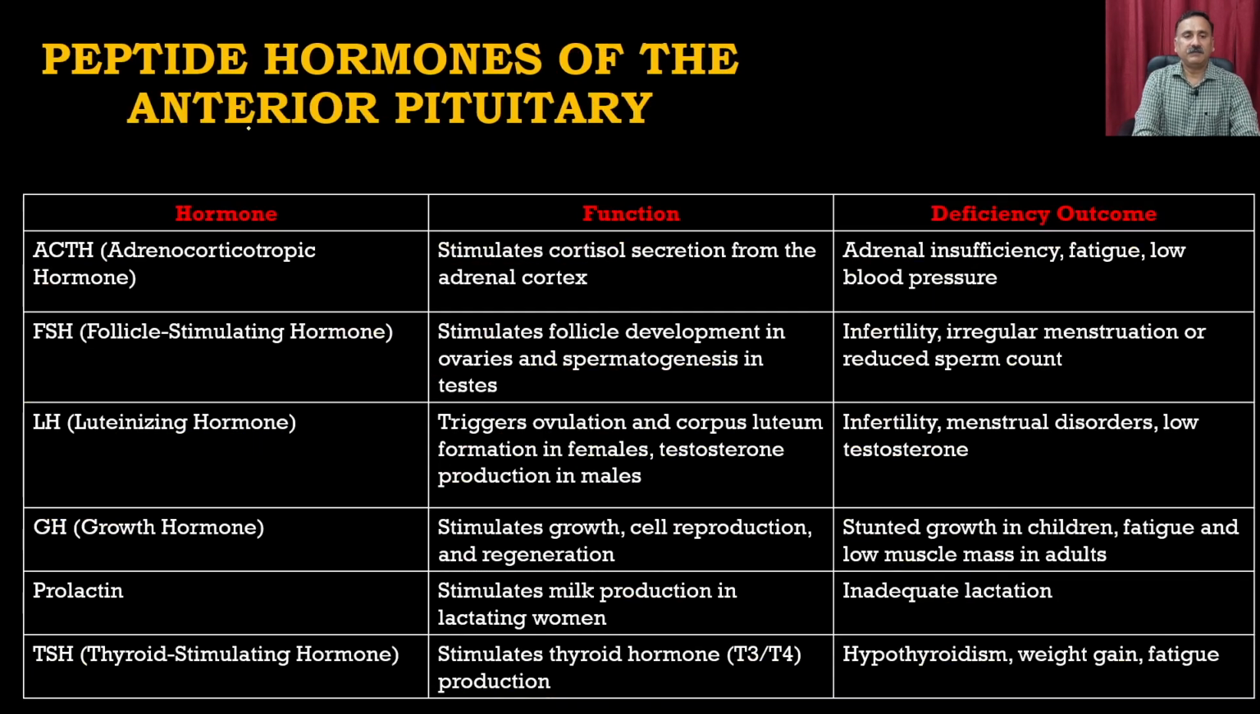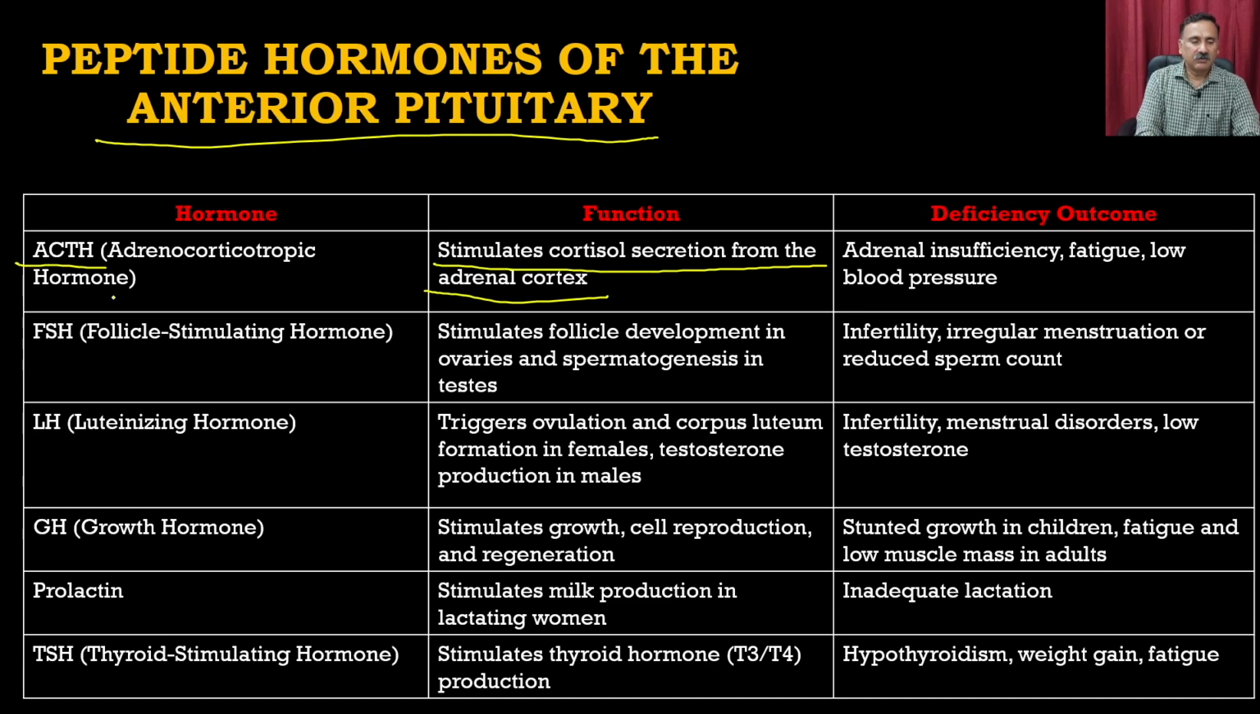Then we also have the peptide hormones from the anterior pituitary. This is another part of the brain from where you are going to have peptide hormones. So you have ACTH, which stimulates cortisol secretion from the adrenal cortex, and if there is a deficiency of ACTH, it is going to cause fatigue or low blood pressure.